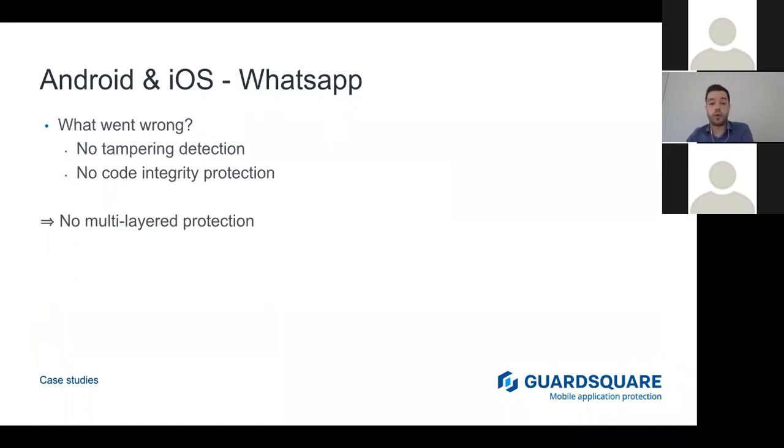So what went wrong here? There was no tampering detection preventing modified apps from running. Also, there was no code integrity protection, which could give malware the opportunity to interact with the code in a dynamic way, for example, by hooking. Again, we could summarize this as no multi-layered approach was taken.